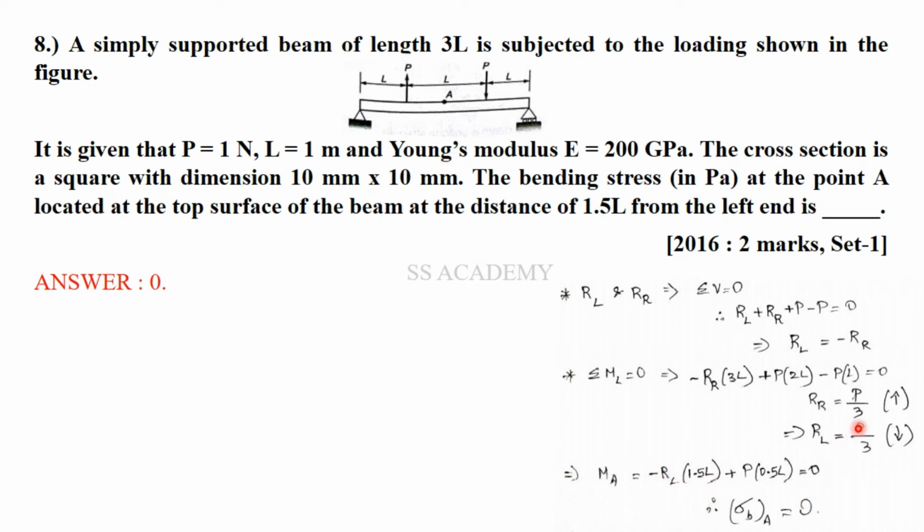So here we have found that P by 3 is acting downward, so P by 3 into 1.5L will be in the anti-clockwise direction. So it is minus RL into 1.5L, while P into 0.5L will be in the clockwise direction, so plus P into 0.5L, equal to 0. Instead of RL, you substitute P by 3, which gives P by 2 into L, minus P into 0.5L. So it comes out to be 0. So the bending stress at point A is actually 0.